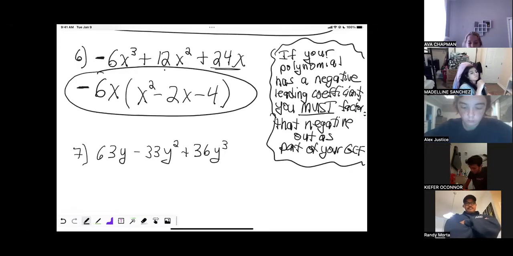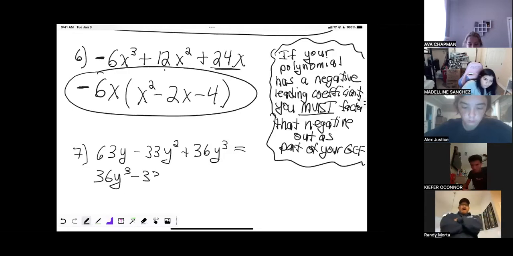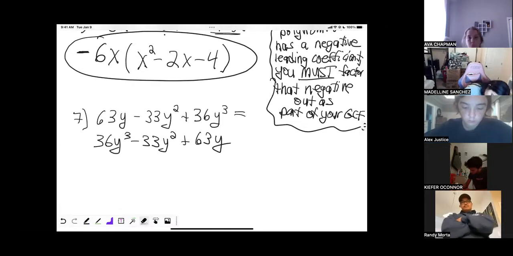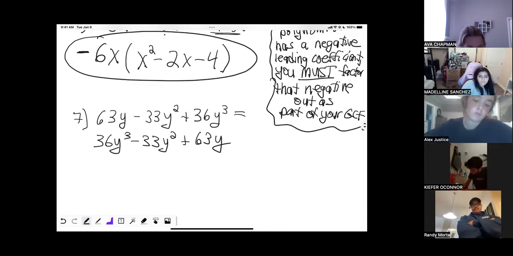We have to rewrite it in standard form, meaning largest exponent to smallest. So I would rewrite it with my largest exponent first. Not so much when you have two variables, but when you have one, you want it to be in standard form. Minus 33y squared plus 63y. Why? Because you need to know if that leading coefficient is negative or not. And it's not, it's positive. You could factor out the greatest common factor and then rewrite it as well. You don't have to do it the first step, but you have to do it eventually.